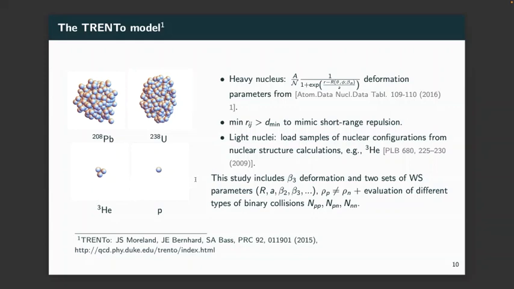Currently this public version we downloaded just contains beta 2 and beta 4. Of course, for other studies, we also include beta 3 deformation, and you can have r square terms in the denominators. And for this study, we further introduced 2 sets of Woods-Saxon parameters so that we can have a proton profile different from the neutron profile, plus the evaluation of counting different types of boundary collisions.